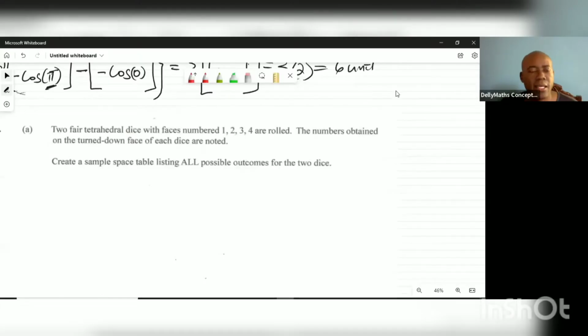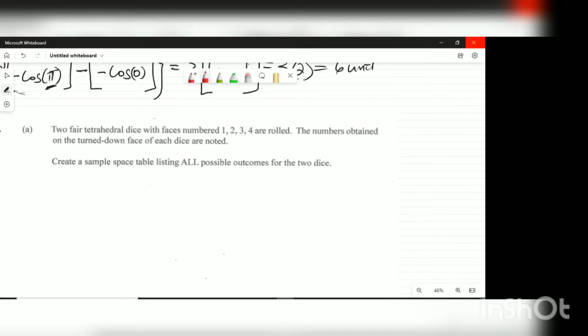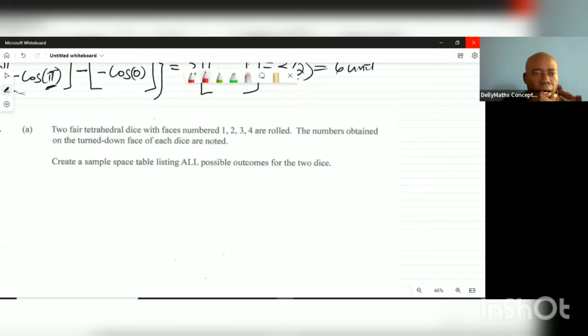So this one says two fair tetrahedral dice, faces numbered 1, 2, 3, 4, are rolled. The numbers obtained on the turned down faces are noted. Create a sample space listing all possible outcomes for the two dice.